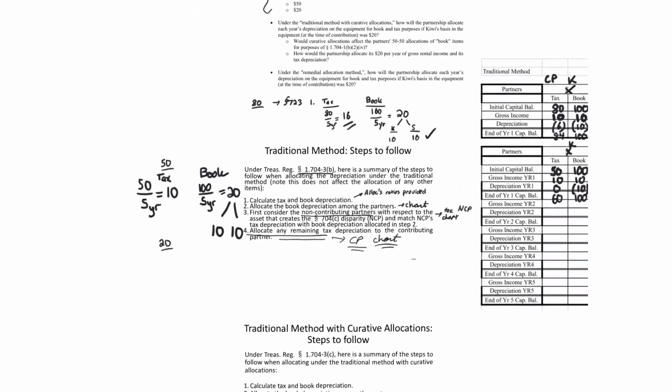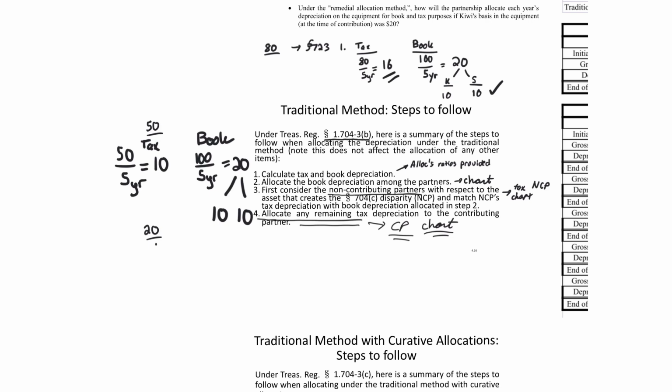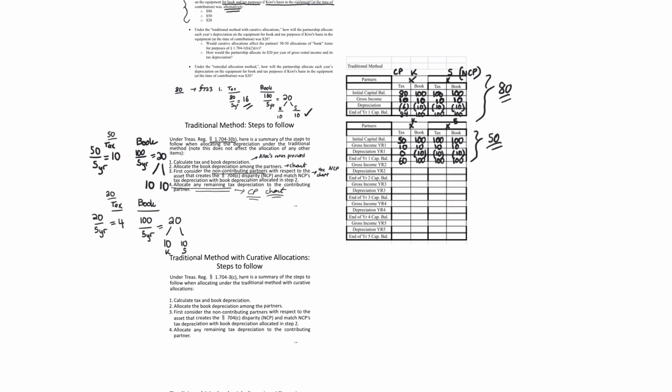So we got one left to do for the traditional method, and that is, what if the tax basis is 20? So step 1 is to calculate the tax and book depreciation. So we're going to take 20 divided by 5 years equals $4 of tax depreciation per year for 5 years. For book, it's 100 over 5 years, $100 total, which is 20. And again, we follow our 50-50 ratio, so 10 to Kiwi, 10 to Strawberry.